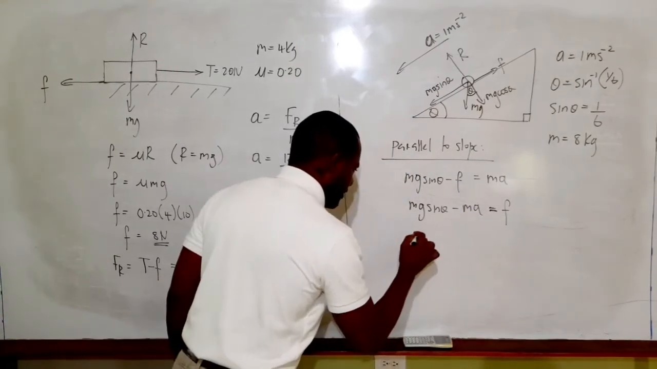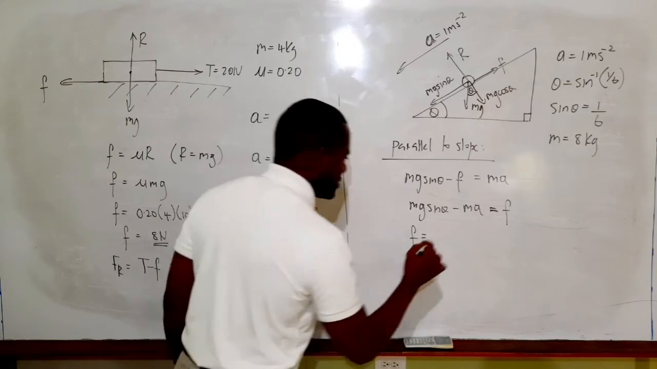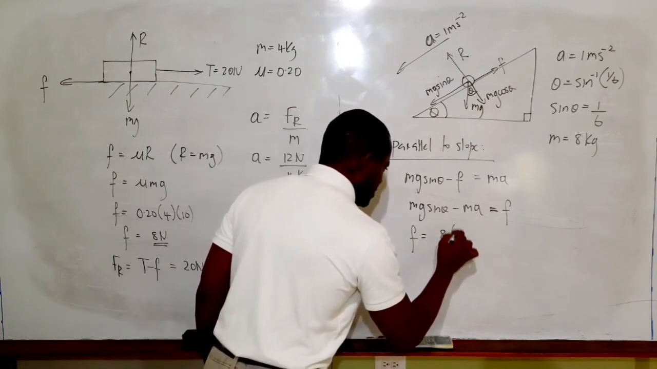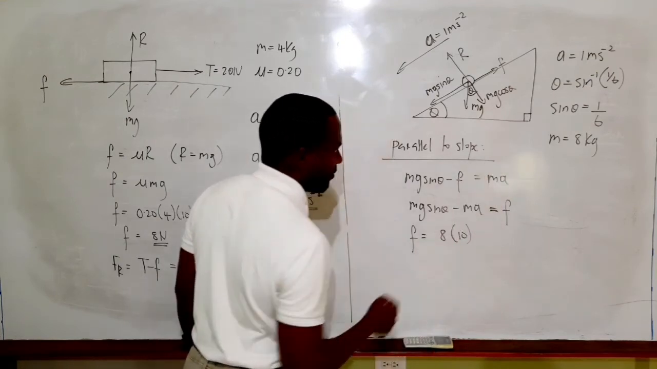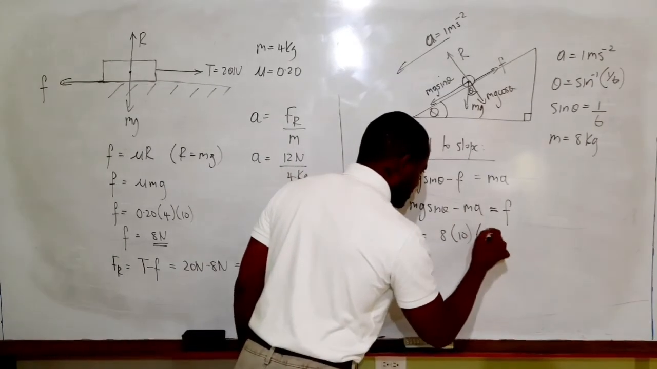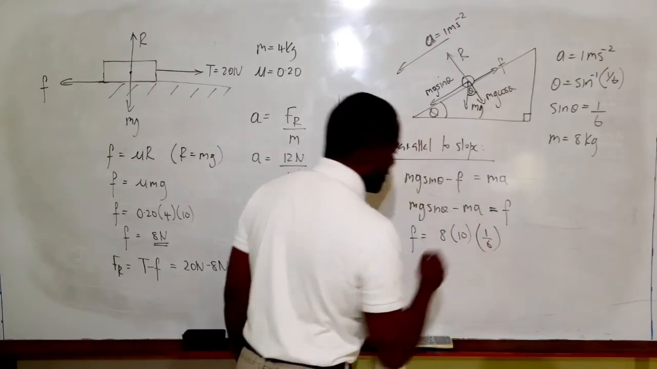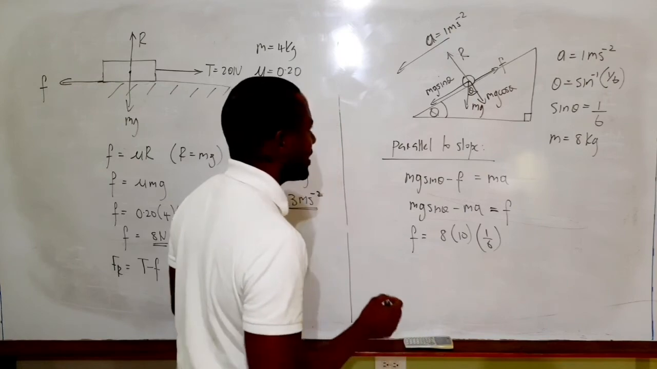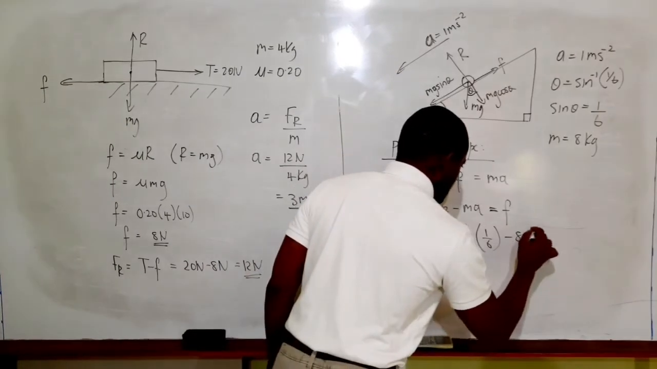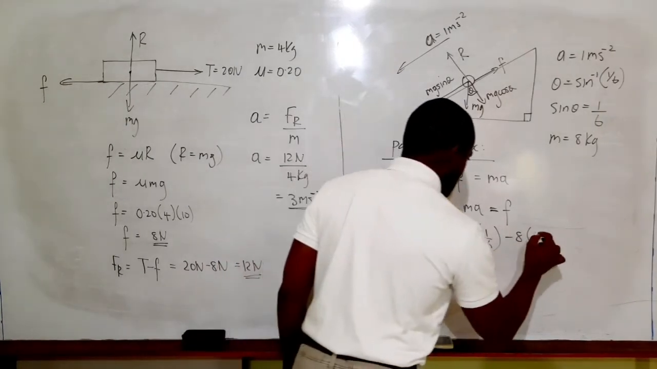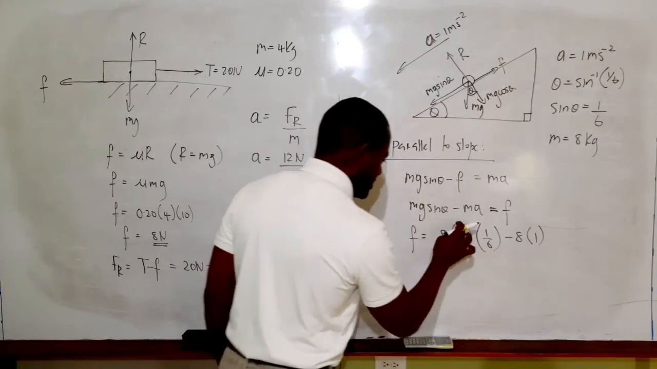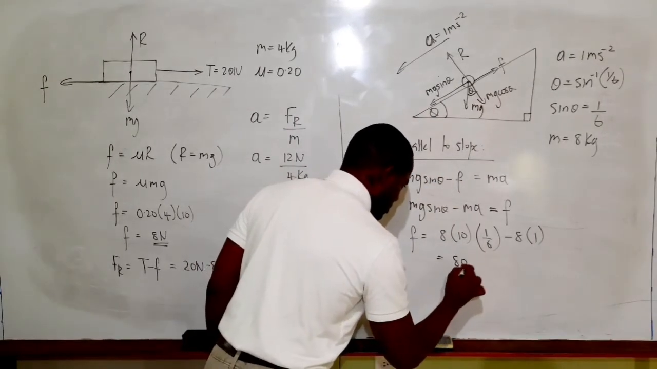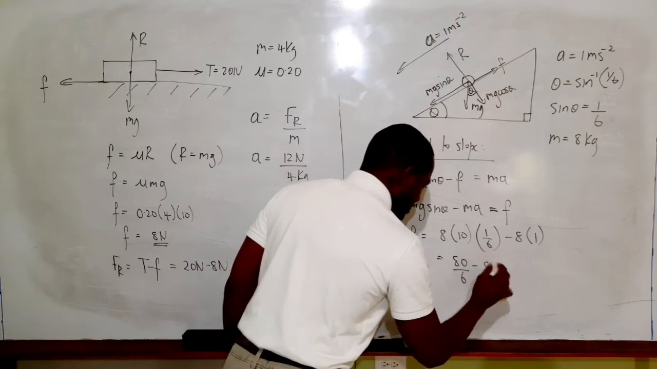And so therefore F is equal to m, which is 8, times g, which is 10, times sine of theta, which is given as 1 over 6. So that's 1 over 6, minus the mass times acceleration. So that is minus 8 times a, which is 1. And so this gives us 8 times 10 which is 80. So this is 80 over 6 minus 8.